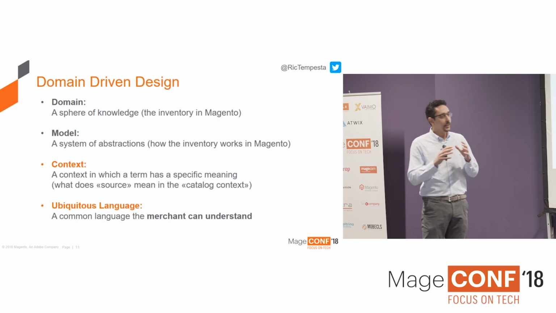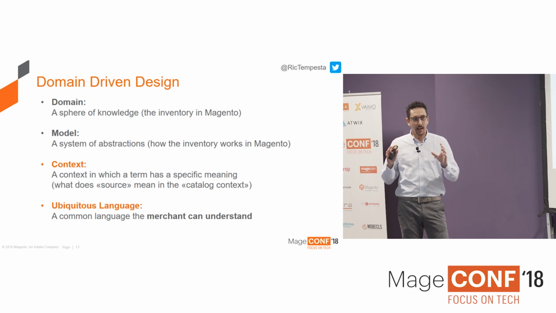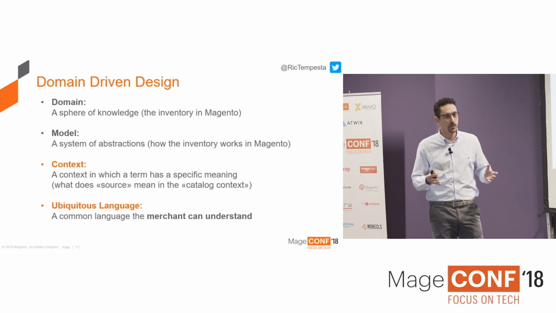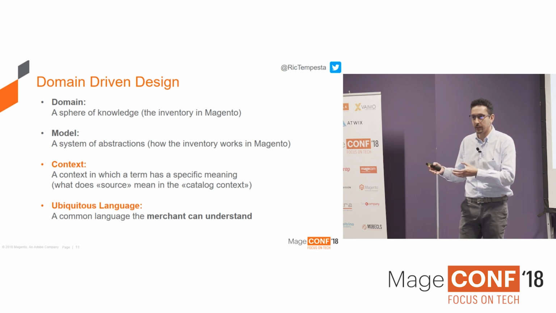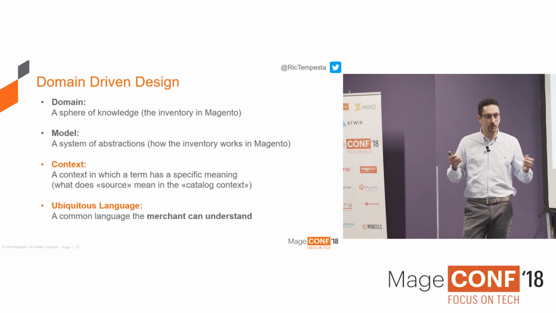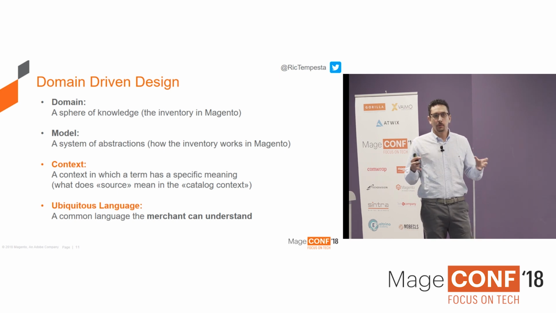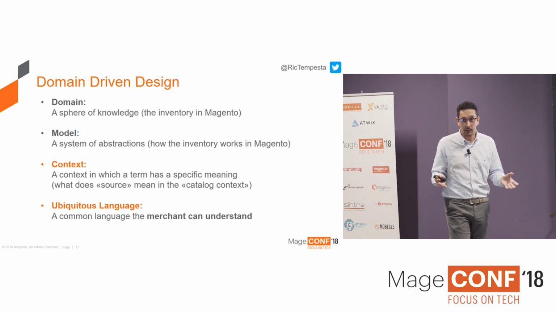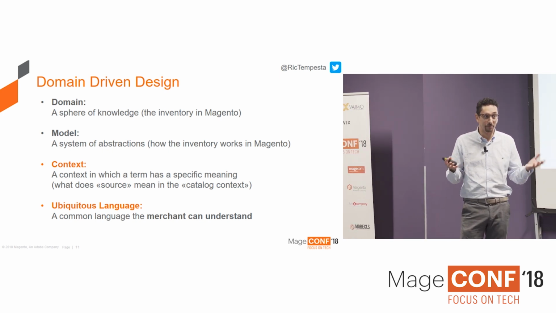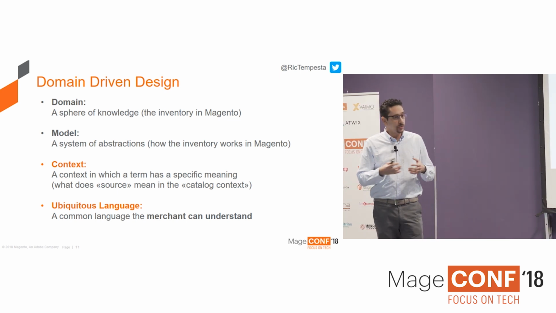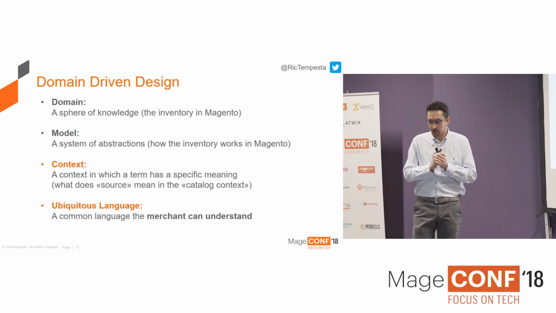So when you deal with DDD, you have to keep in mind 4 main aspects. The first one is the domain. The definition of domain is a sphere of knowledge. In this case, we are handling inventory, so our domain is inventory. And we should have what is called a domain expert, that is someone that is very experienced with this domain. Because of course you have to understand how an inventory works, otherwise you will implement something that doesn't work in reality. Model is a system of abstractions. Let's say it's how it works. It is not exactly like this, but it's a simple definition.